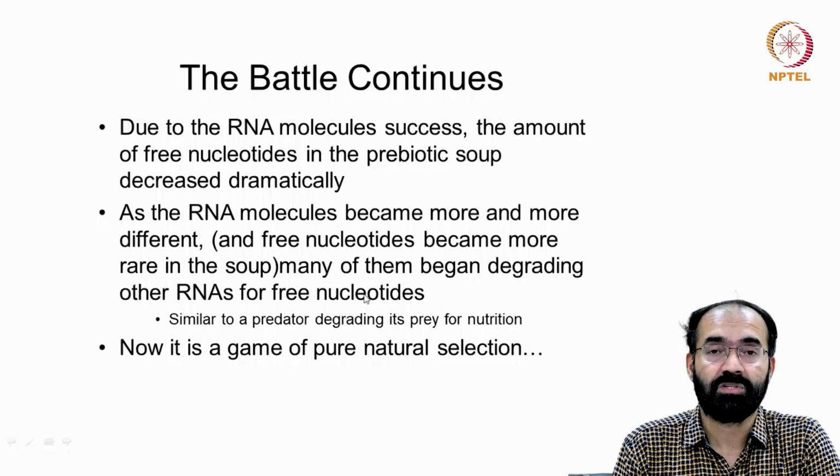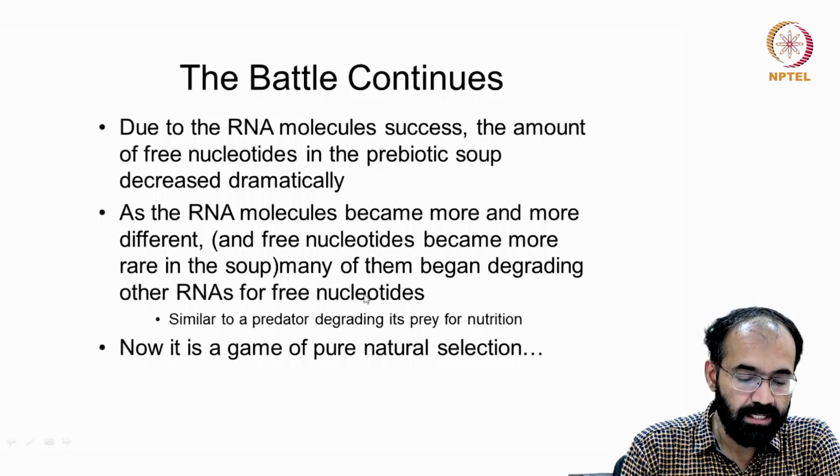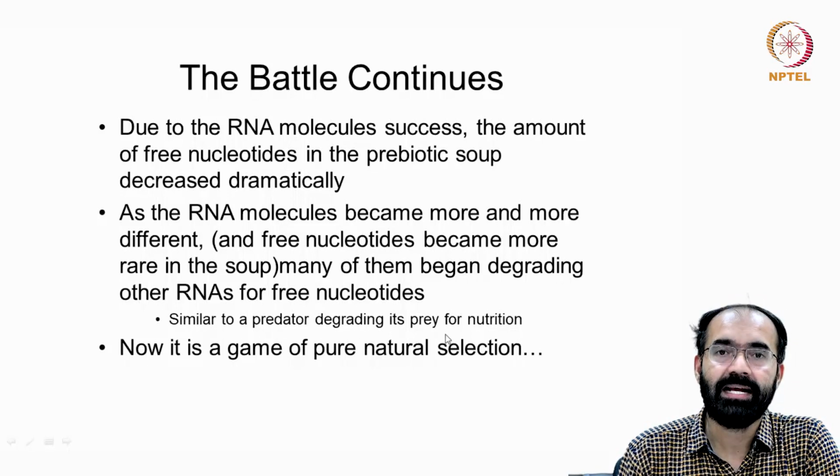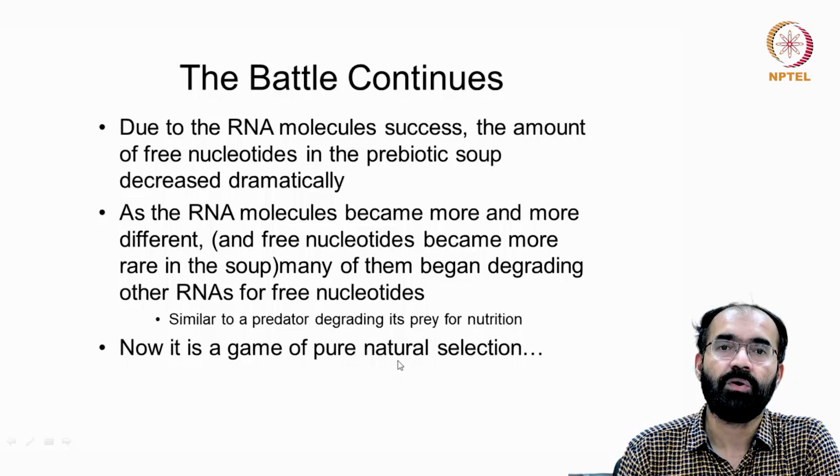So those ribozymes, which are now capable of making a copy of themselves, should also have the ability to cleave other incapable RNA molecules. That is some kind of predation, similar to a predator degrading its prey for nutrition. Now it's a game of pure natural selection.